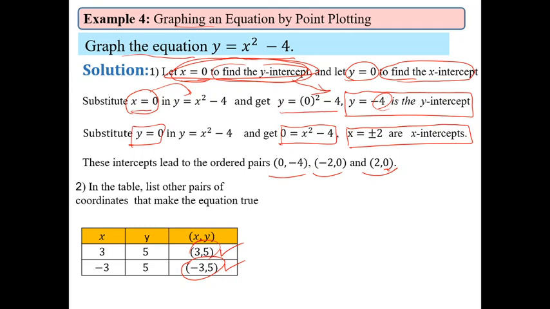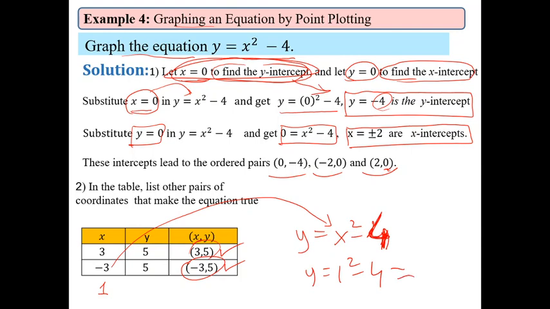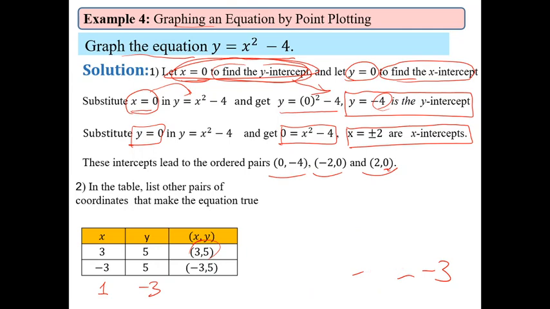If you want to do more, you can put here 1. What will happen? X squared minus 4. Just put here 1. So what happens? 1 squared minus 4 will be minus 3. So you can say here it's minus 3, and then another point will be 1, minus 3. Okay, you can do more. If you want a more detailed graph, you can pick more points.